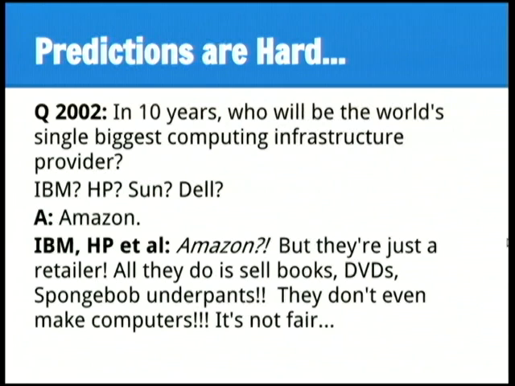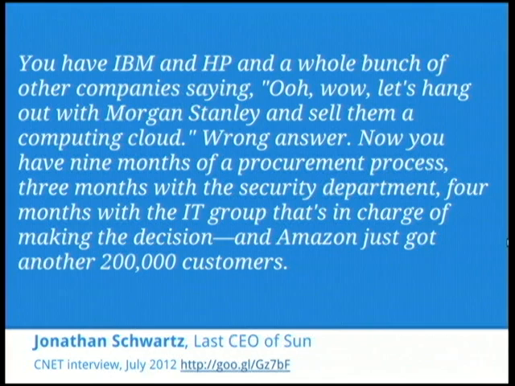There was an interview last month with CNET with Jonathan Schwartz, the last CEO of Sun before it was subsumed into Oracle. Very interesting quote. So you have IBM and HP and a whole bunch of other companies saying, oh wow, let's hang out with Morgan Stanley, a U.S. investment bank, and sell them a computing cloud. Wrong answer. Now you have 9 months of a procurement process, 3 months with the security department, 4 months with the IT group that's in charge of making the decision, and Amazon just got another 200,000 customers. I wouldn't say that's an exaggeration.